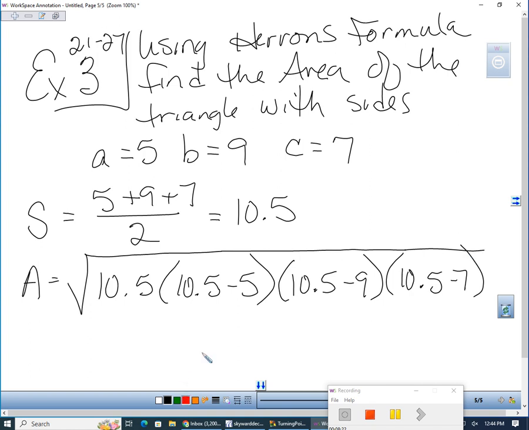Now, I personally like to go through and simplify these. So this would be like 5.5. This one would be 1.5. And, of course, this would be 3.5. I personally prefer to do that than typing the whole thing in, but that's me. So go ahead and put this into your calculator. Let's see if we can get the right area to come up. Yes, it does equal 17.41.